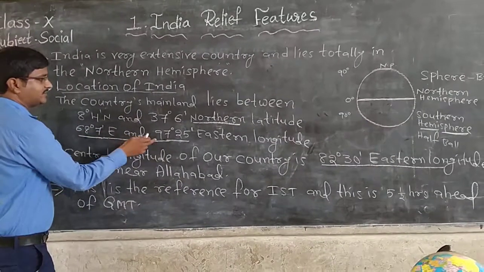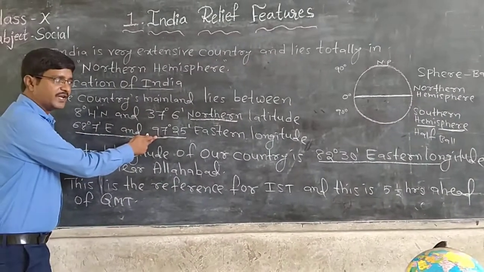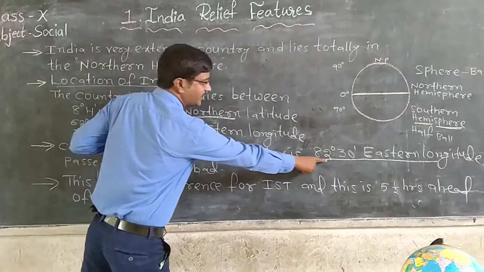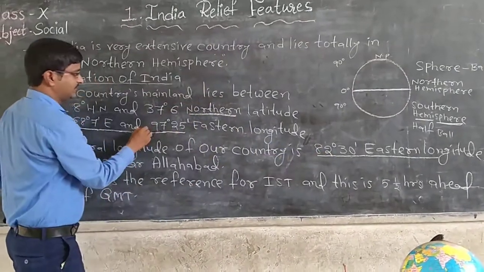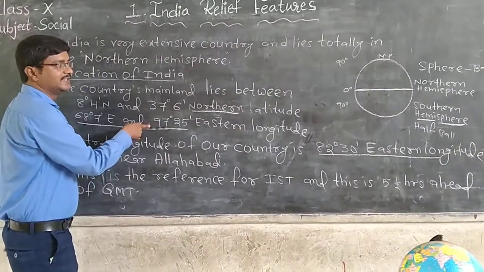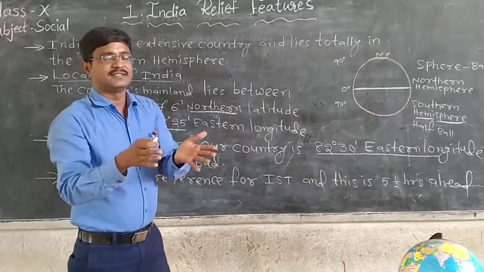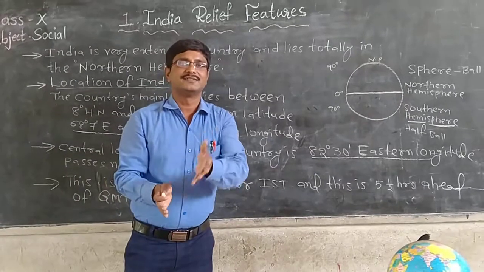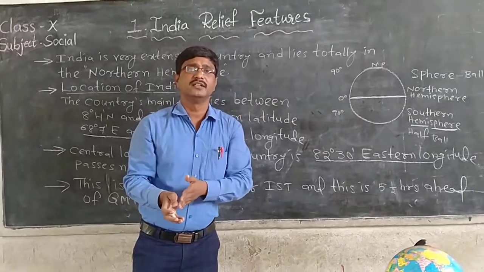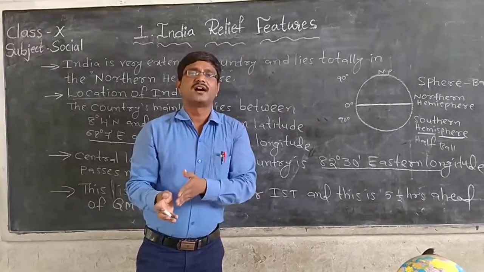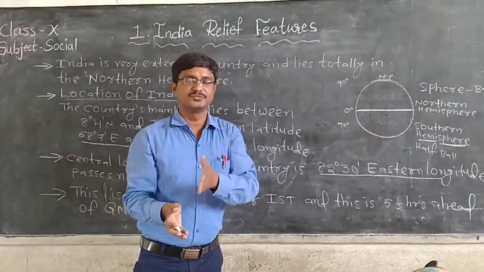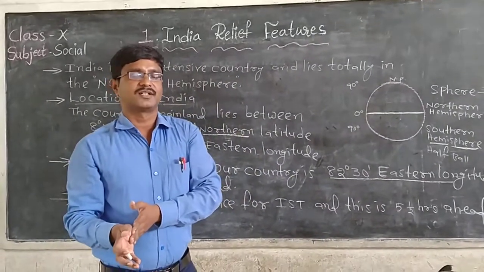68 degrees 7 minutes and 97 degrees 25 minutes. Is it located between 82.5 degrees? Yes, this is located between 82.5 degrees eastern longitude. That is why 82.5 degrees eastern longitude is taken as the standard meridian of our country, which passes near Allahabad.